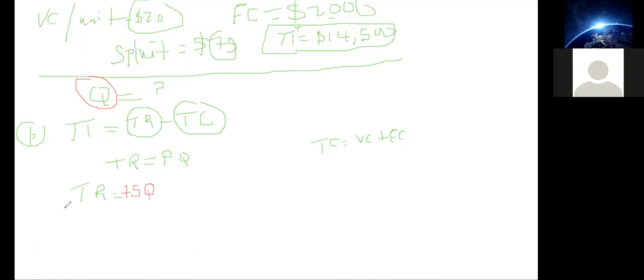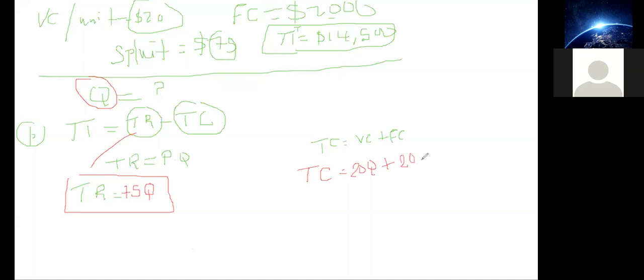That's this, which we will use and substitute here. So our total cost function is a combination of the variable component of the cost as well as the fixed component of the cost. And to find the variable component of the cost, we multiply the variable cost per unit by the quantity. And our variable cost per unit is what? 20. Multiply by the quantity, then plus fixed cost.